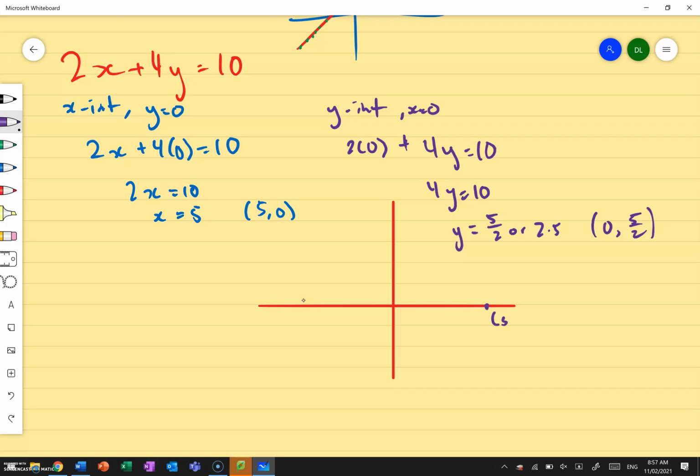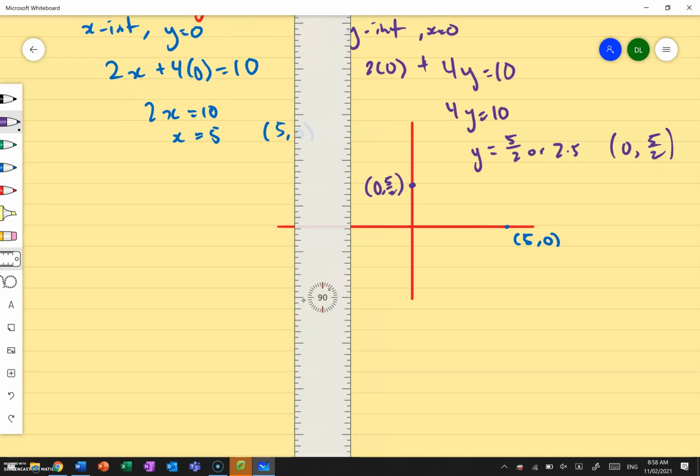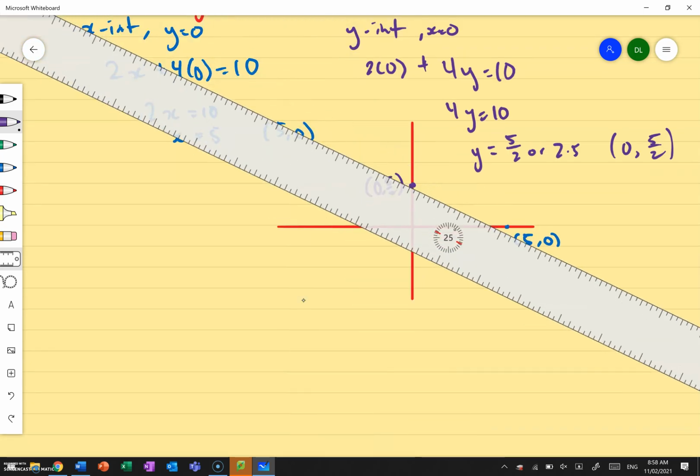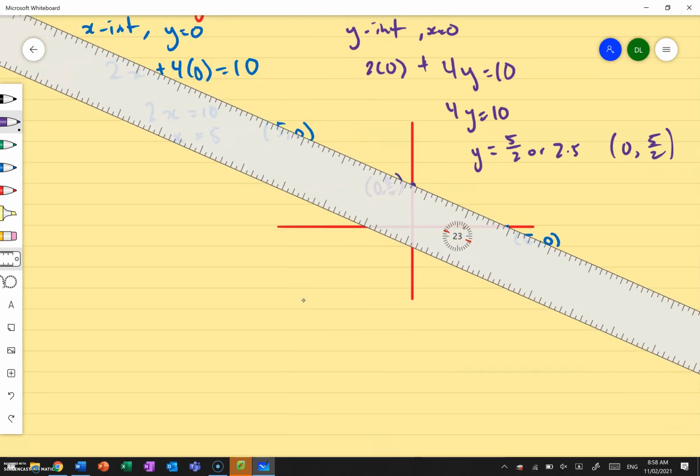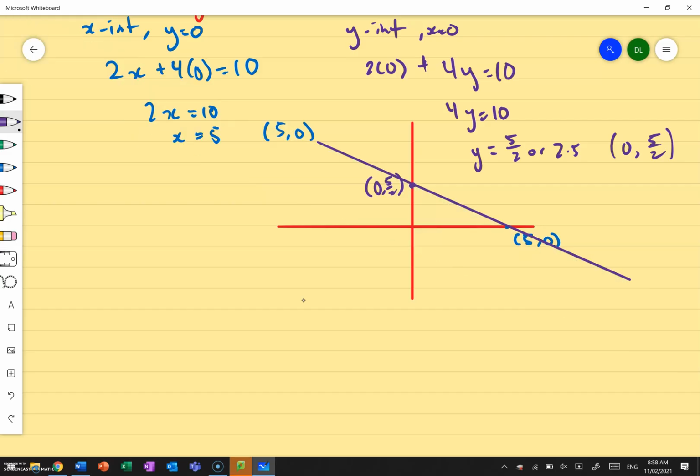Let's use blue for that one actually, just to minimize confusion. (5, 0) right there. And then I've got my other coordinate, which is (0, 5/2), so let's say that's right there. All you have to do is grab your ruler and connect the dots. That's it. Any questions? Pretty straightforward?